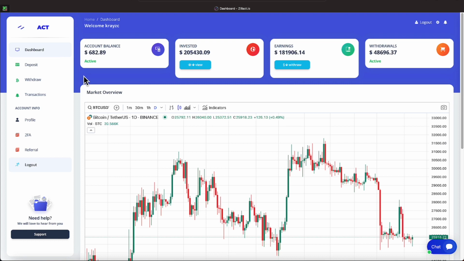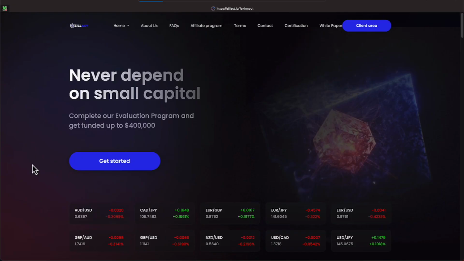Our invested amount now has crept over the 200,000 range. We are at $205,430.09. Our earnings are $181,906.14. And we have withdrawn, and that included that amount I showed earlier, $48,696.37. So that's how we're looking there, everyone. Let me log out right quick and show you some other things.